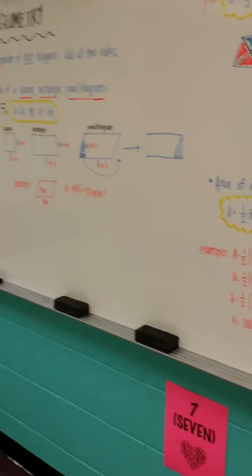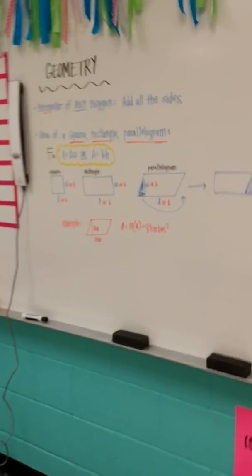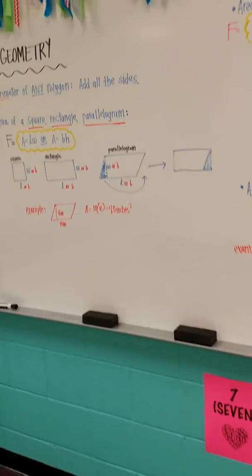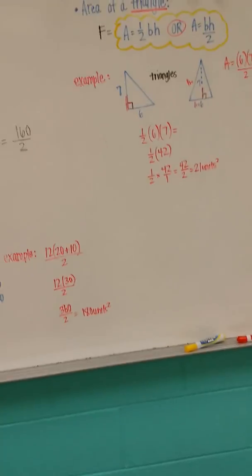So that's just a little overview of the geometry we were doing this week. Perimeter, add all the sides, and the area. There's different formulas for each. So hope this helps a little bit.